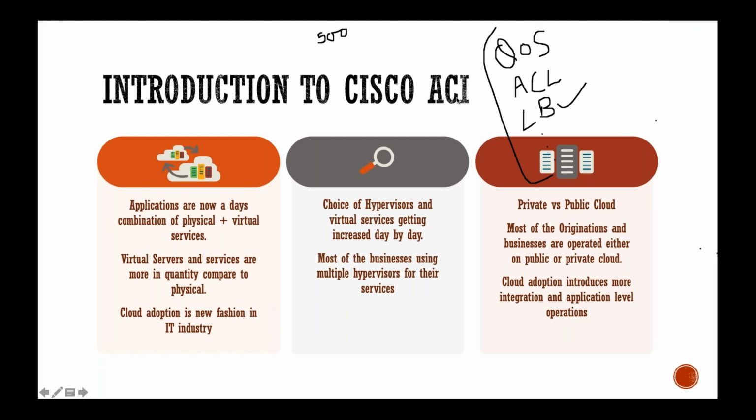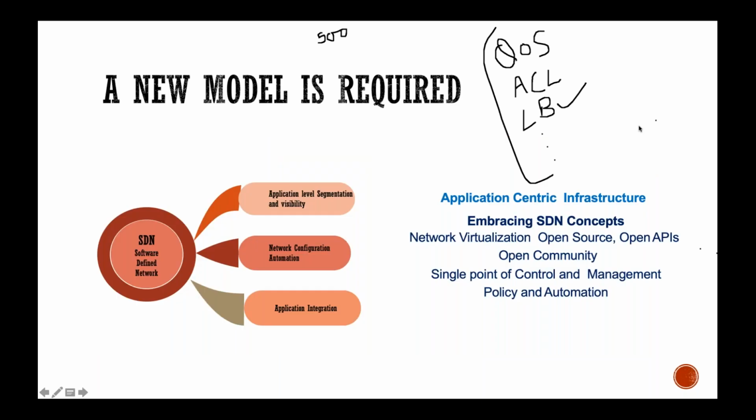Where I need to log in individually to all those 500 boxes and configure the same set of policies. I don't want to do the same thing again. I don't want to do this anymore. So what I need is network automation, network configuration automation.